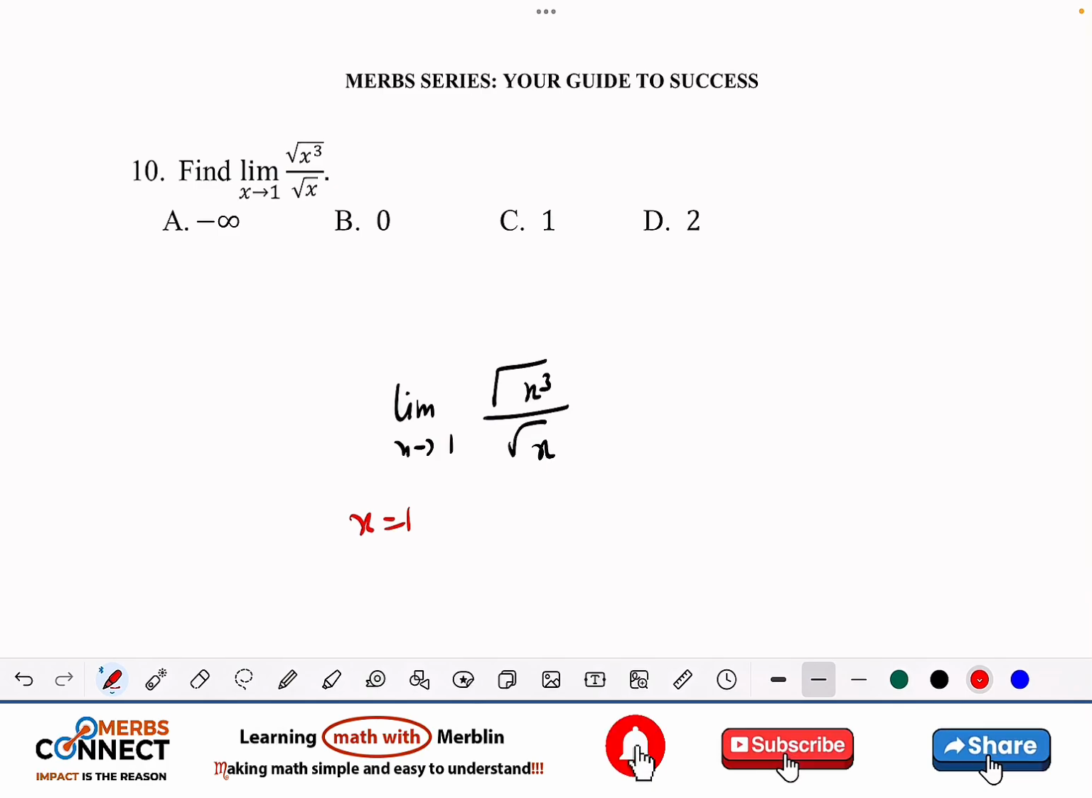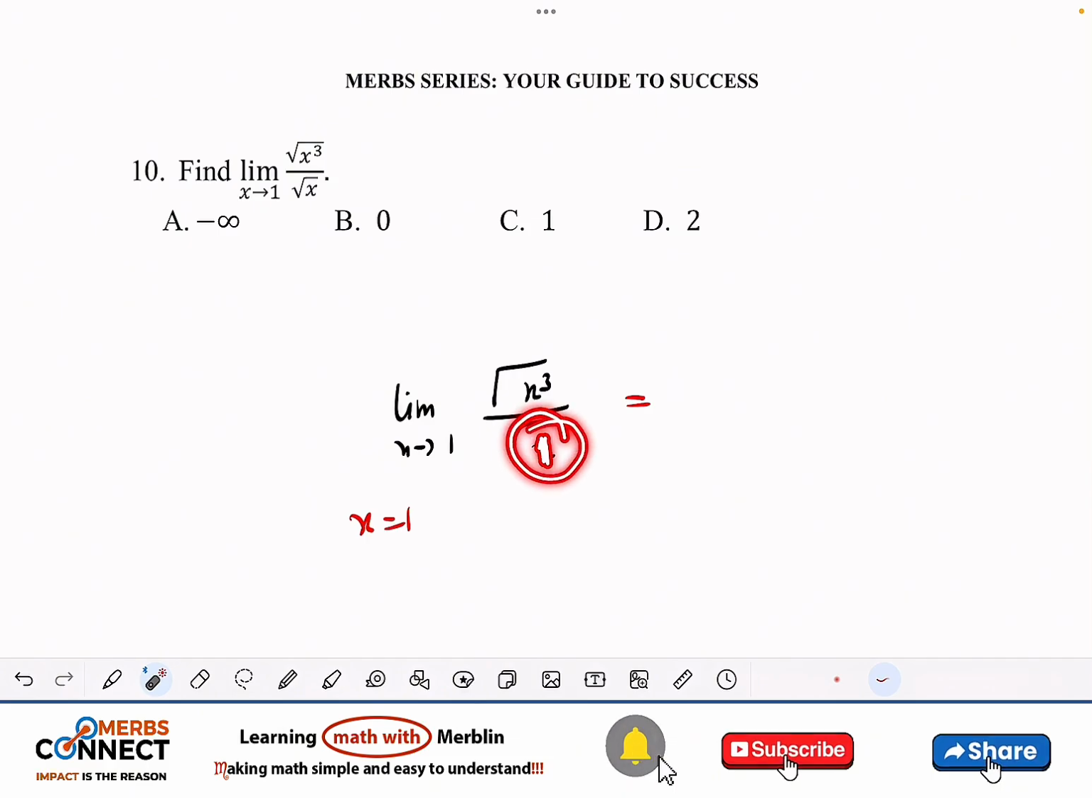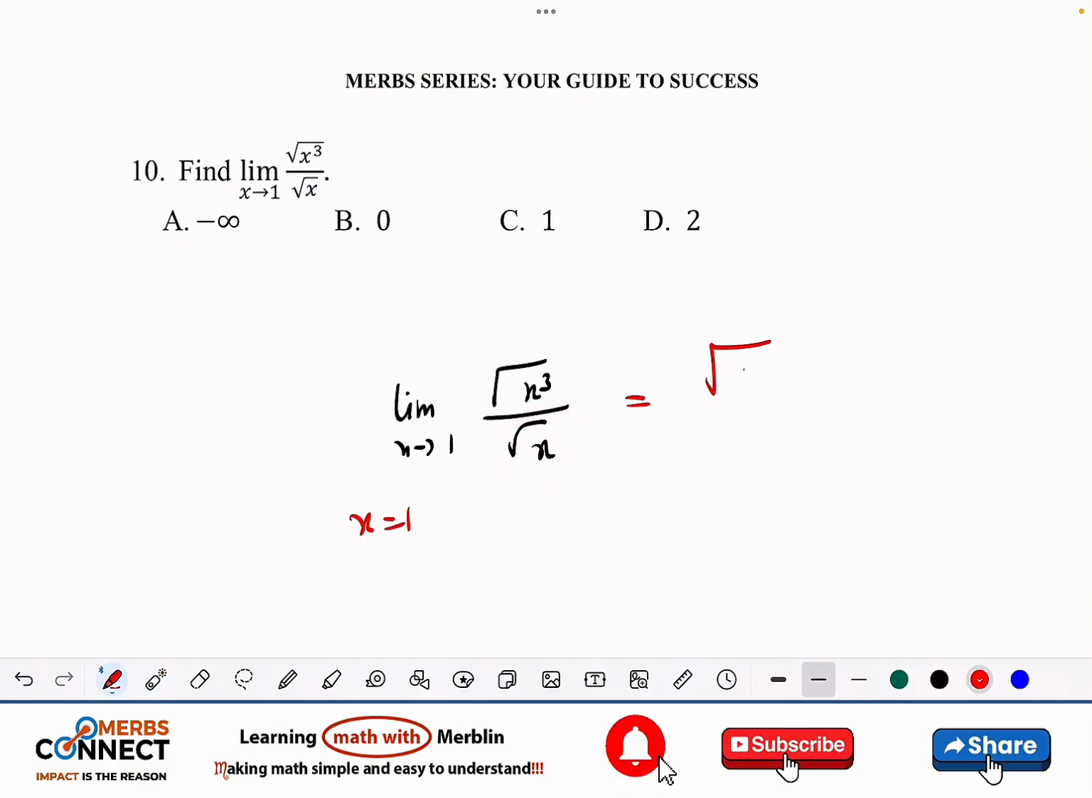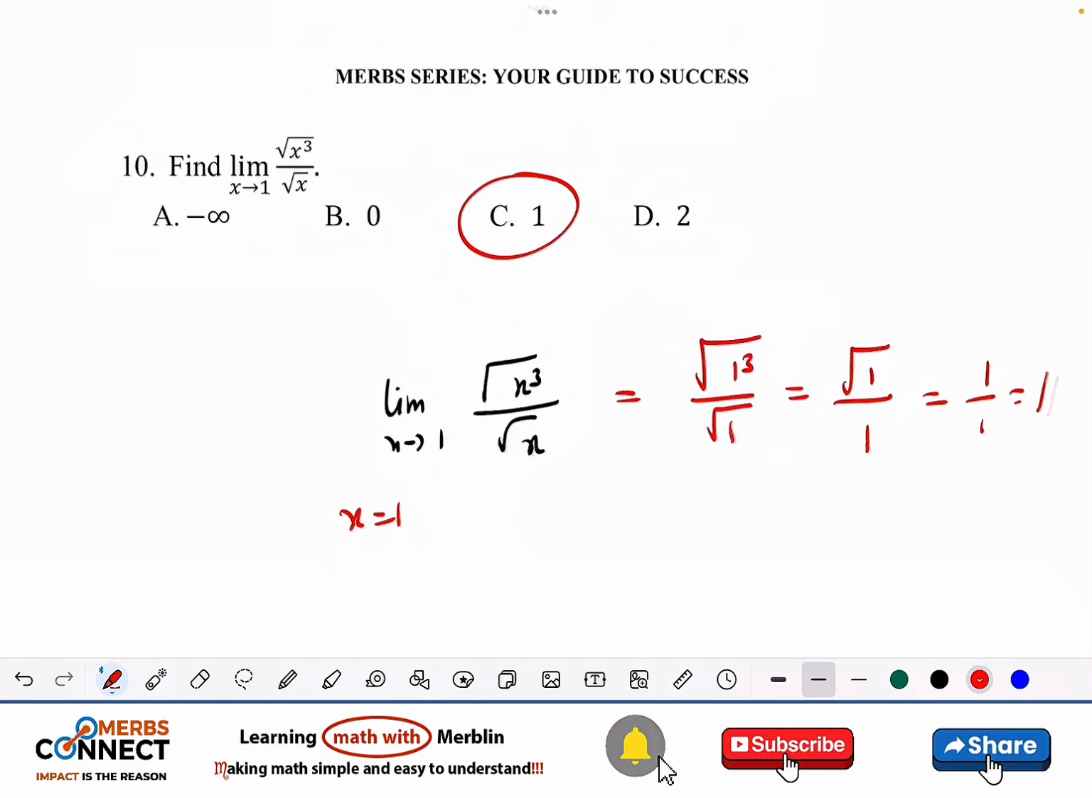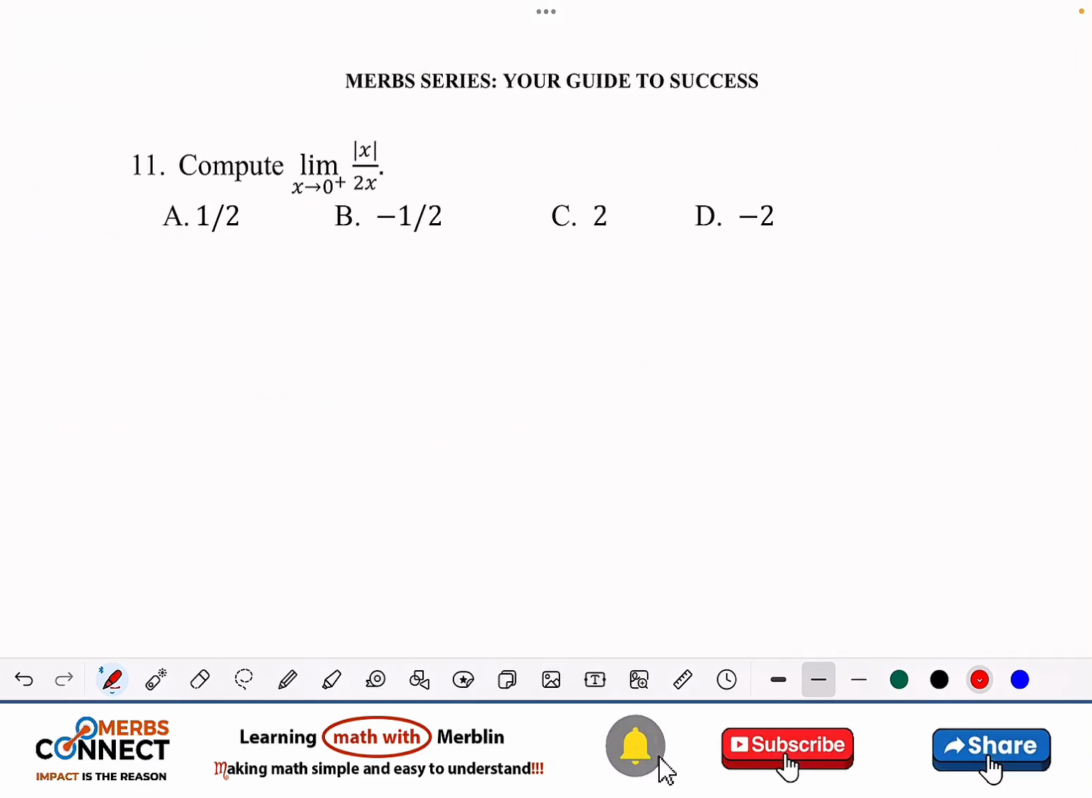So let me set x equal to 1 and see if I'm going to get 0. When I put 1 here, there's no way this is going to be 0, so I can do direct substitution. So root of 1 to the power 3, root of 1. This is 1 to the power 3 is 1, root of 1 is 1, root of 1 is 1, divided by 1, and this is going to give us 1. Very simple. So some of them, don't get scared, just be doing them and then you are good to go.